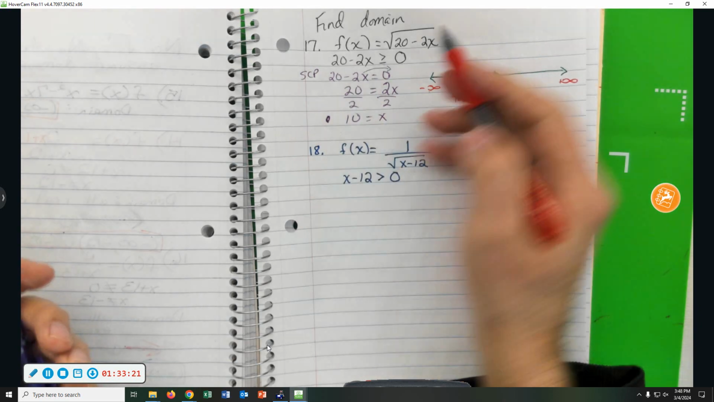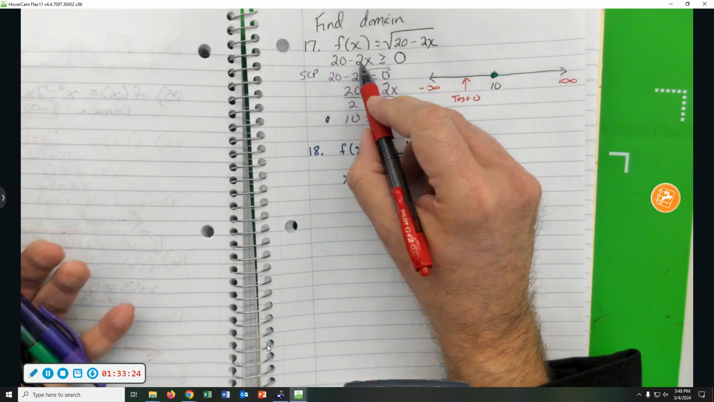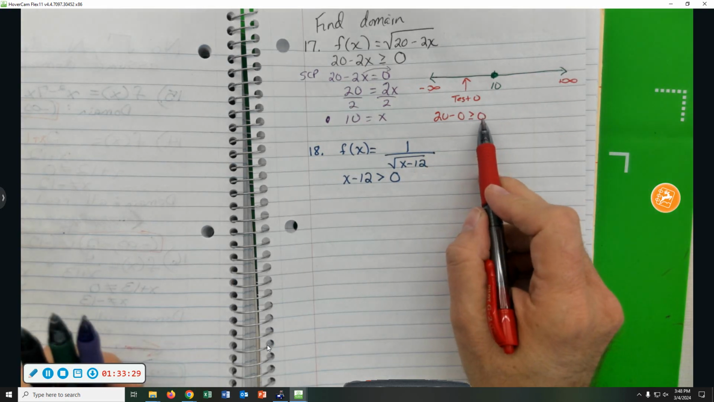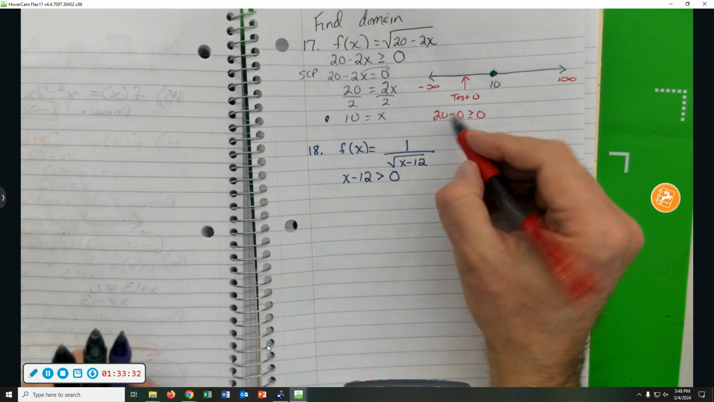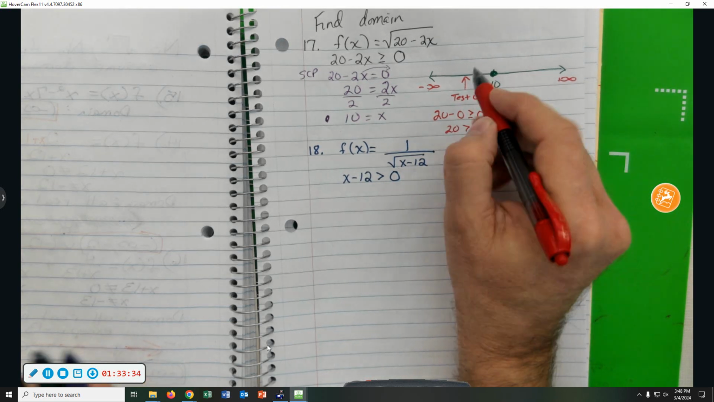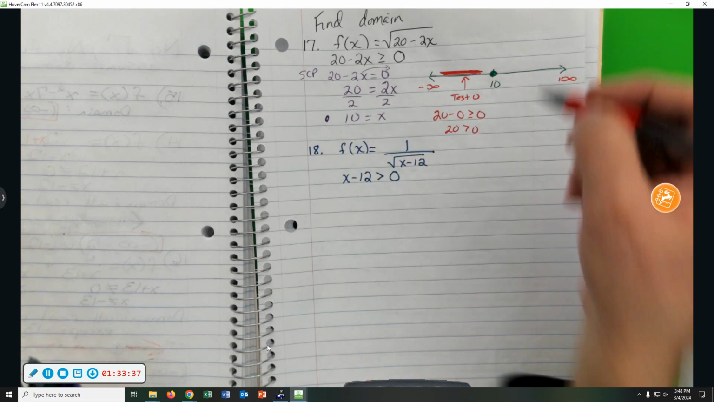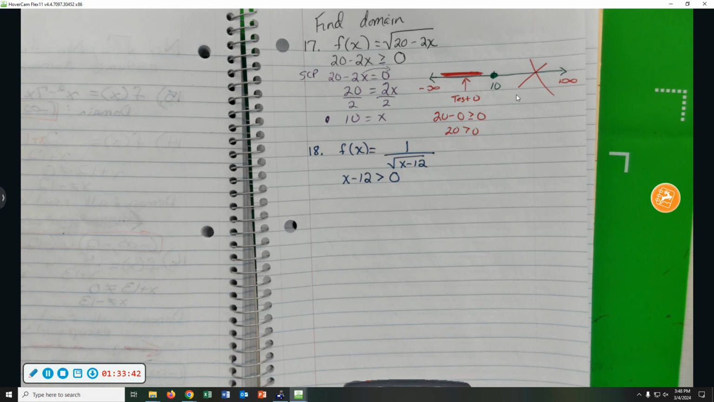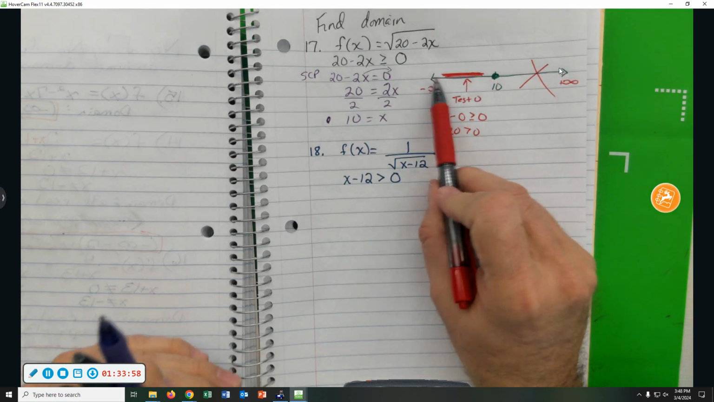So 20 minus 2 times 0 is just 0. Well, it's certainly not equal to 0, but is it greater than 0? Yeah. So shade here, cross out there. And if you don't believe that has to be crossed out, plug in 11. 20 minus 22, is that greater than 0? No. So you should be able to convince yourself that if this side is true, the other one over there has to be false.